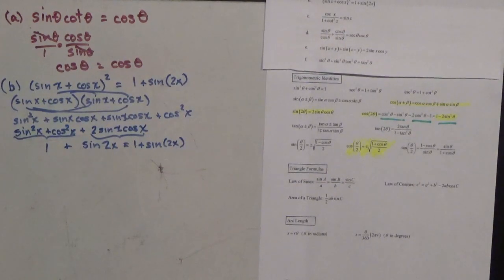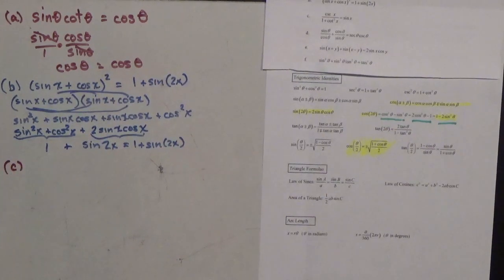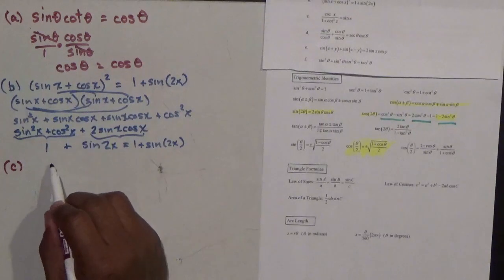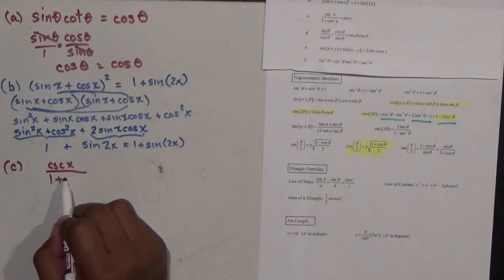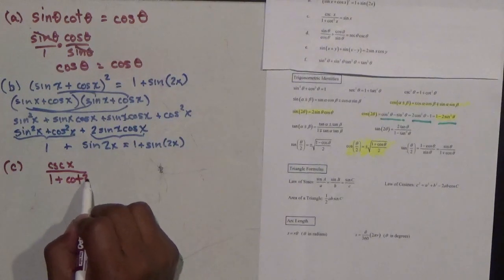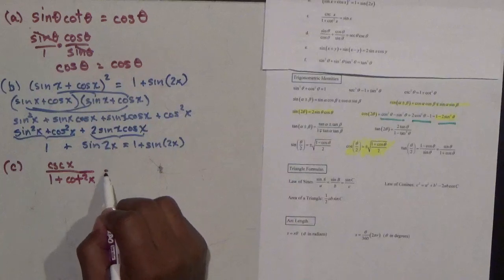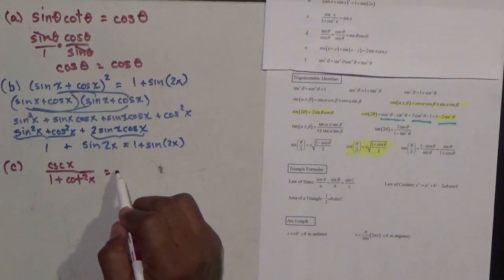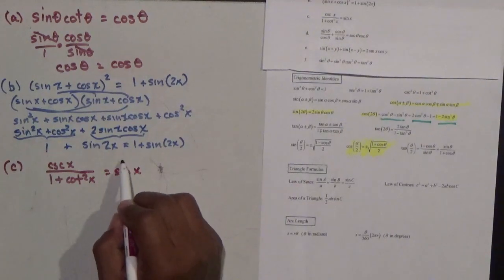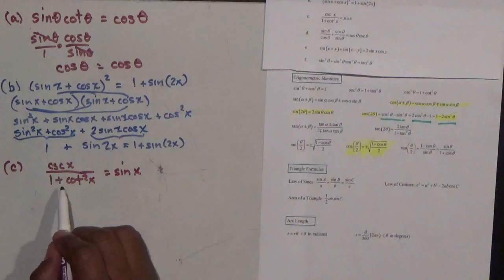All right, next problem. C. We have cosecant x over 1 plus cotangent squared x. I see that, and it makes me think, I hope it makes you look at the Pythagorean identities, at least that denominator part. It's all equal to sine x, so hopefully we can get all this together. I don't think this one's that bad.